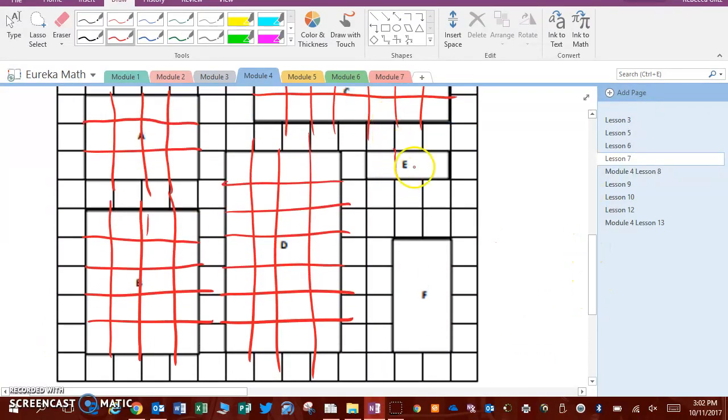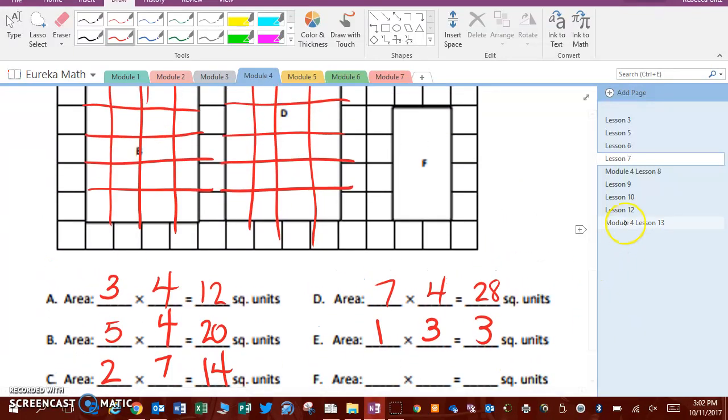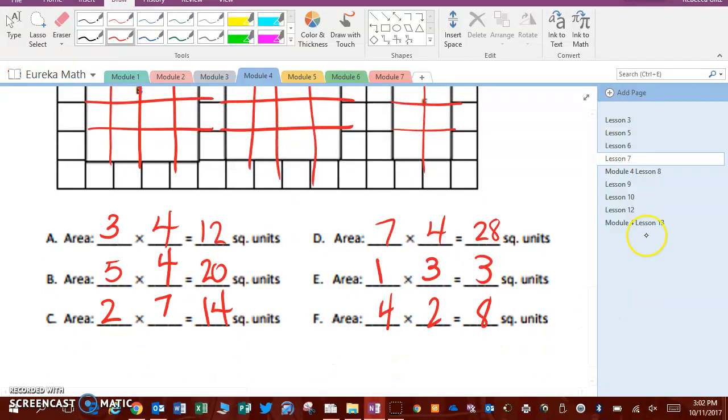Oh, letter E is really small. We only have to draw that. And you can see what the answer is. It's 3, but you have 1 row with 3 in the row is a total of 3 square units. Thanks for giving us a break, Eureka Math. And then here's your final one. So I'm going to finish drawing those in. I've got 1, 2, 3, 4 rows, 2 in each row for a total of 8. Okay, so we're just working more with rectangles and trying to figure out what the area is by using multiplication.